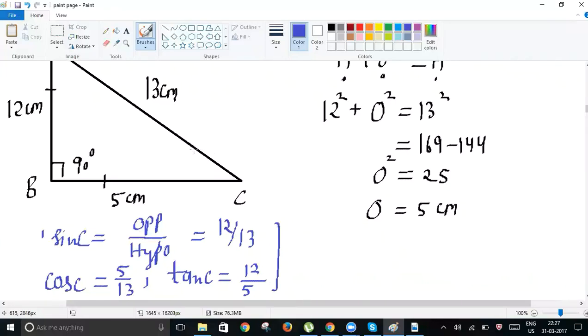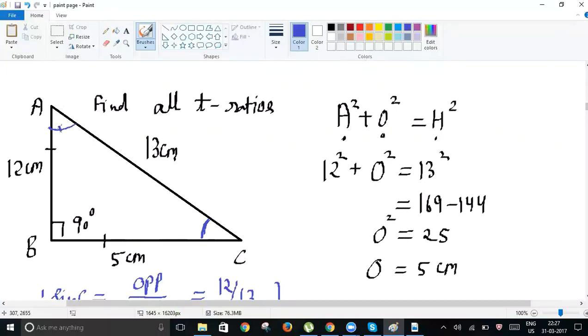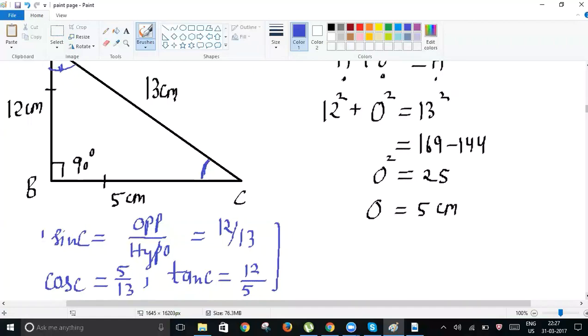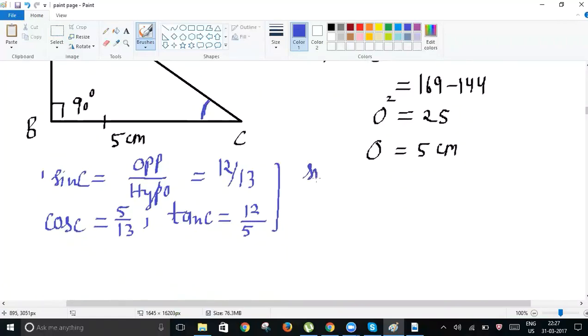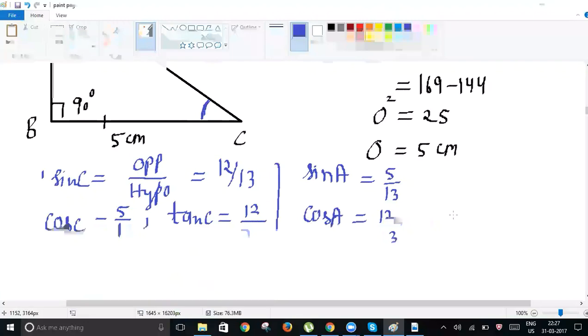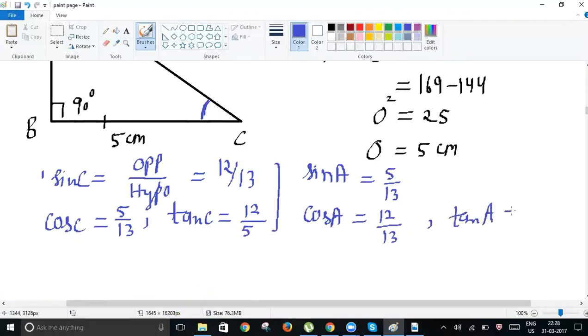I will calculate sine and cos for the other acute angle, that is angle A, here, you see. In this triangle, what will be the value of sine A? It would be 5 over 13. And what will be the value of cos A? 12 over 13. And tan A? 5 over 12.